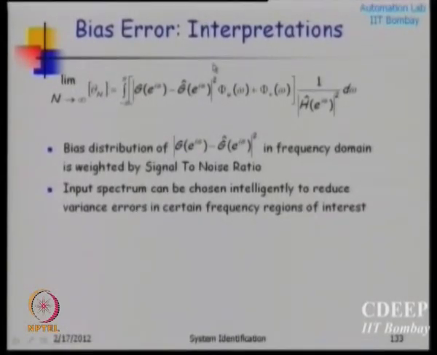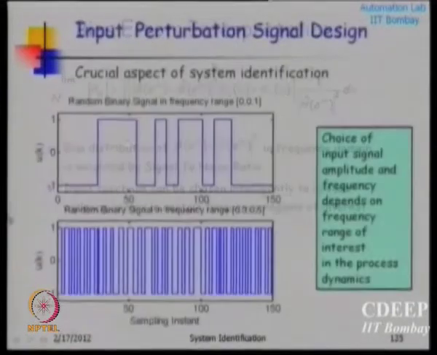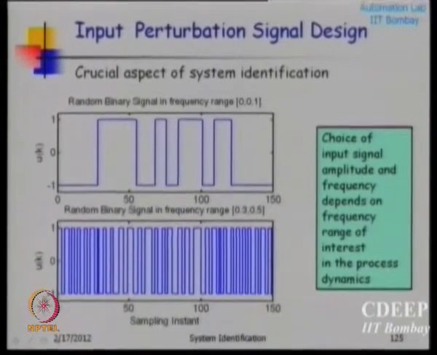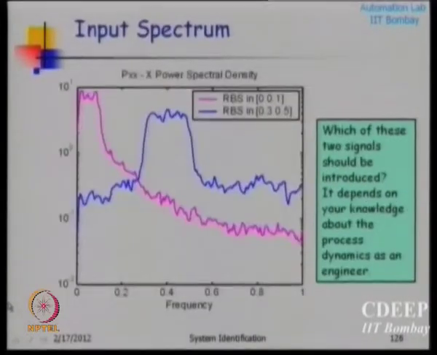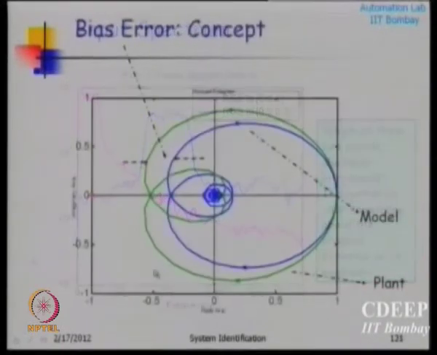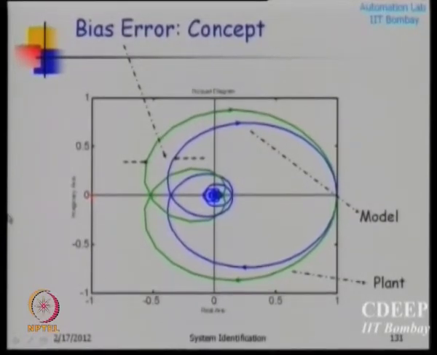Very, very critical. If I excite the plant using this signal, then it emphasizes the middle frequency, and the high frequency and low frequency are not so important. What would happen is this: right now this model match is very good here. It will shift from here to here. There will be mismatch at low frequencies, there will be mismatch at high frequencies.